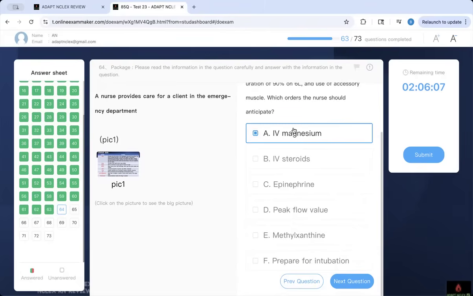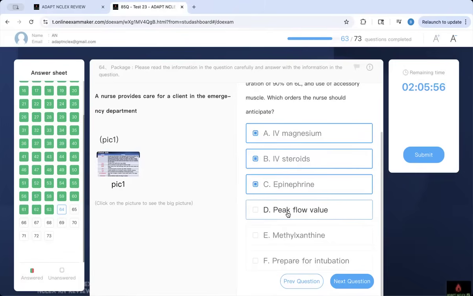Status asthmaticus, you need magnesium. It's going to relax the muscle more. They will need IV steroid. They will need epinephrine to take care of the allergic reaction. Peak flow, use it in the beginning. Montelukast is for long term, and you should prepare for intubation.